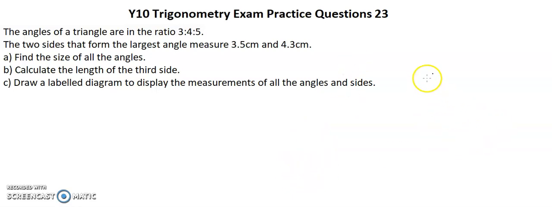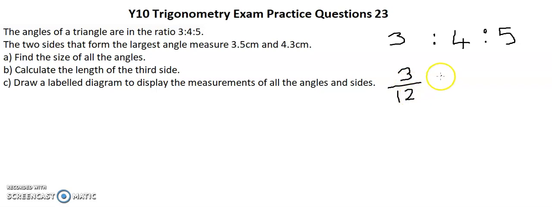So to do that, we need to look at the ratio 3 to 4 to 5. If we understand a ratio, then these are parts. So I could rewrite it as 3 parts to 5 plus 4 plus 3 is 12. 3 parts out of 12 parts, 4 parts out of 12 and 5 parts out of 12.